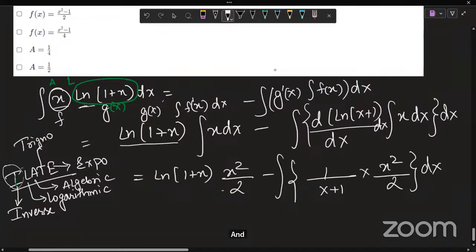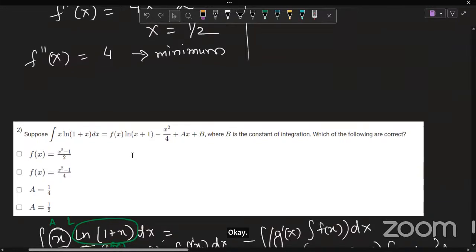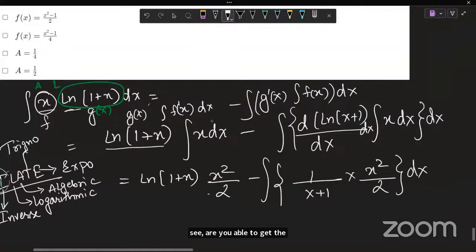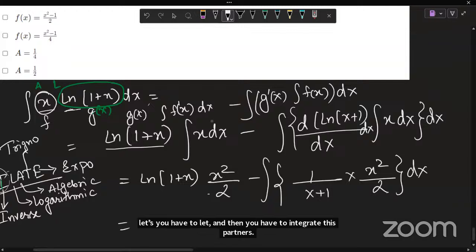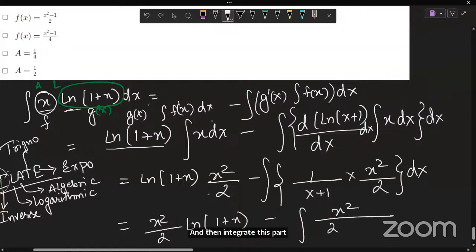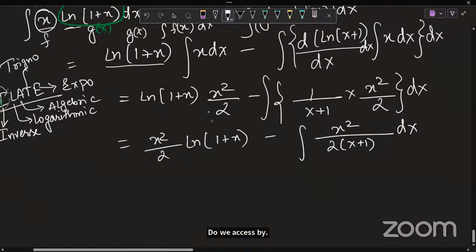Okay, so sir, are you able to get the value of a and b or not? You have to find the absolute value. So you have to let, and then you have to integrate this part also. Again, you have to integrate this part. So this is x square by 2 ln 1 plus x, and then integrate this part. So it will be x square by 2 into x plus 1. So tell me the integration of this.